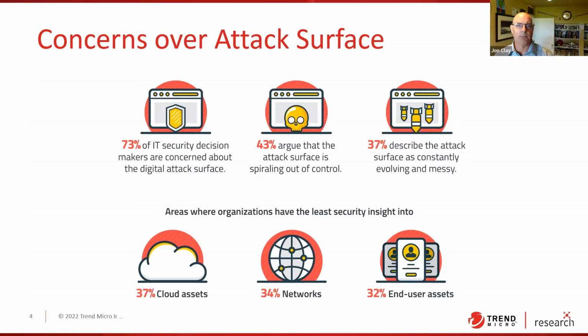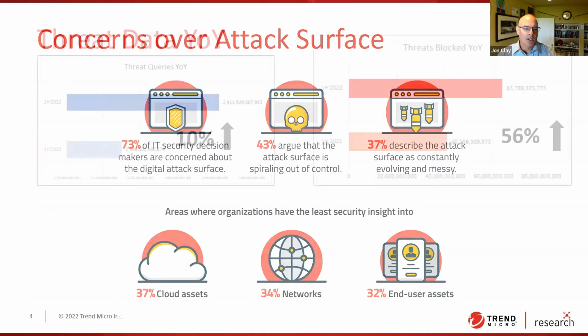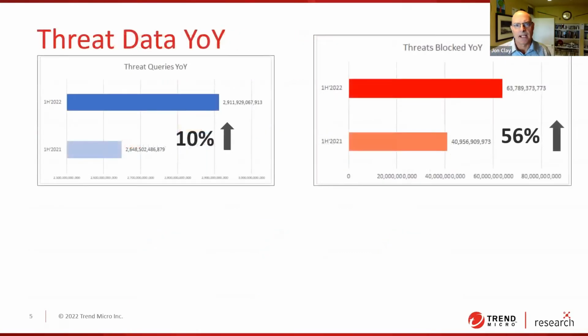And they are definitely being targeted. So let's talk a little bit about some of the data that we obtained. If you look at the threats year over year, on the left side, you can see we have a query system. So when customers, for example, hit a website or open a file or download a file, they're going to query us to identify, is this a good file, good website, a bad file, bad website? And you can see here, we're almost at 3 trillion queries in the first half. That's a 10% increase from the first half of last year.